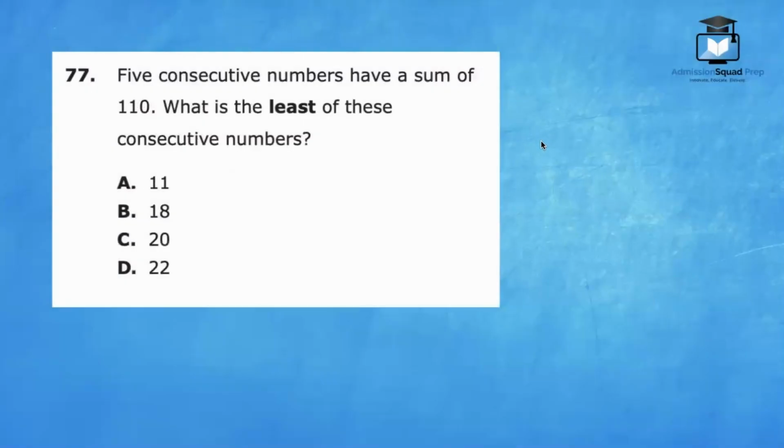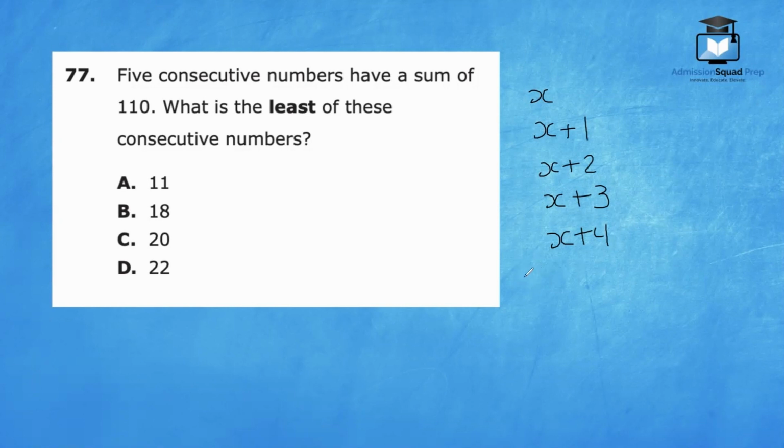Number 77. 5 consecutive numbers have a sum of 110. What is the least of these consecutive numbers? When writing out consecutive numbers, we will start off with X, X plus 1, X plus 2, X plus 3, and X plus 4. We can go ahead and add these numbers and set them equal to 110. So X plus X plus 1 plus X plus 2 plus X plus 3 plus X plus 4 equals 110. That is 5X plus 10 equals 110.